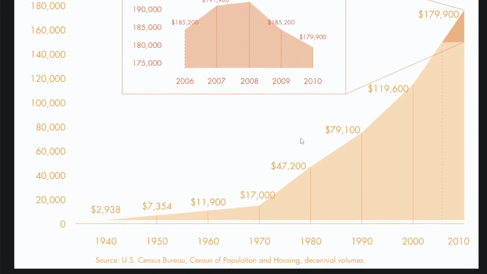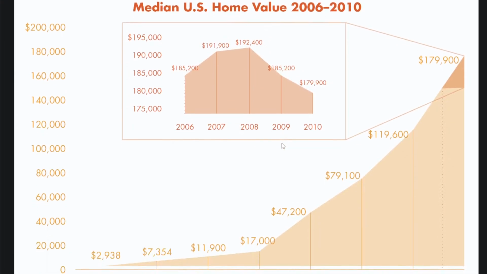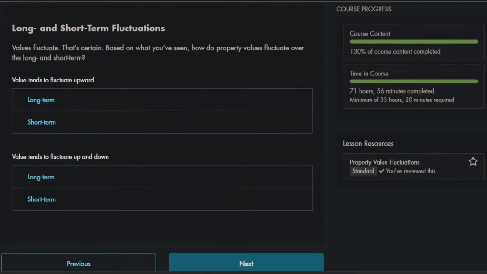All right. So there's not much else we can look at here. We can see median household price in 1940 was just under 3,000, and by 2010 it's at 180,000. All right, and we can see how it really went up from the 70s on up, didn't it? Crazy, crazy.